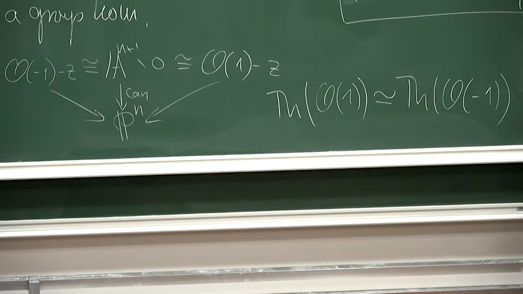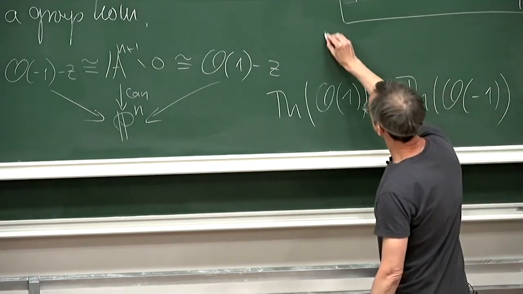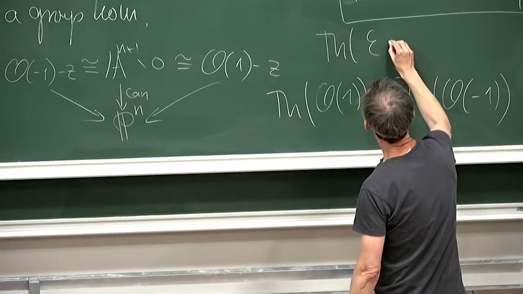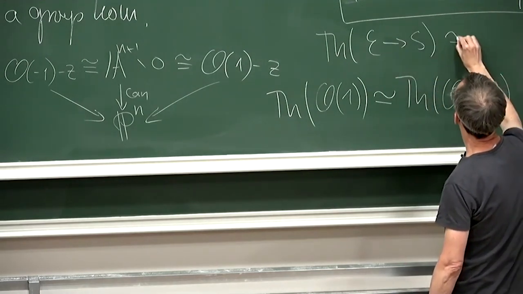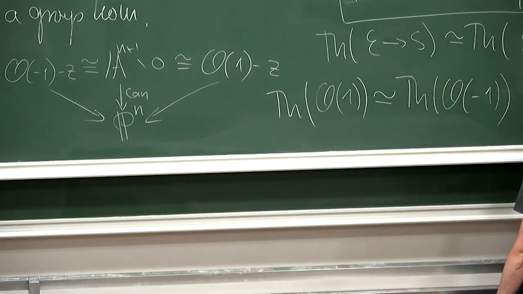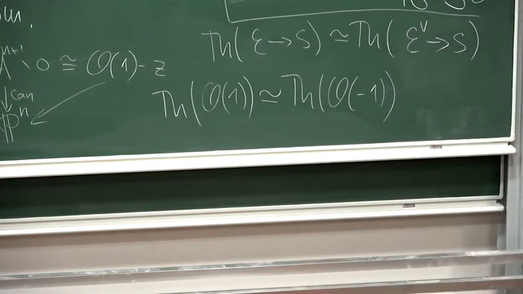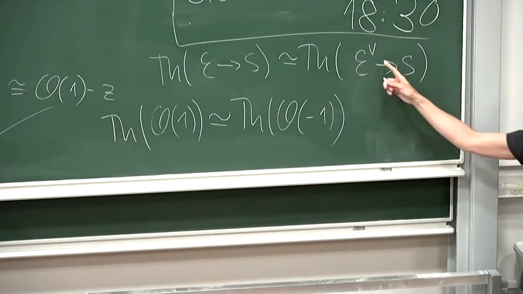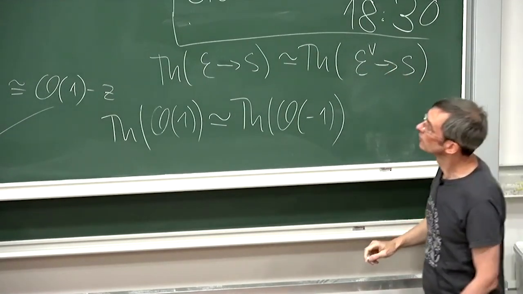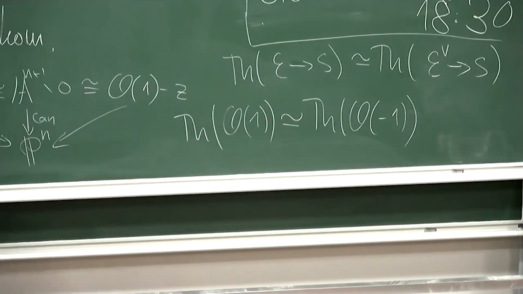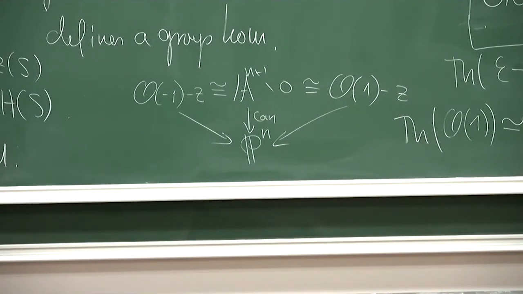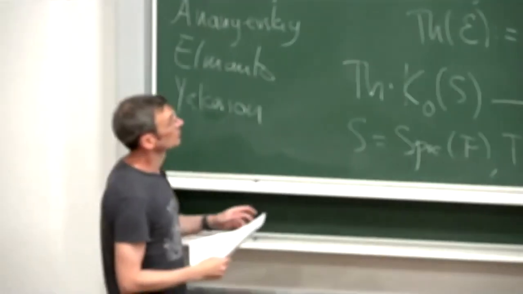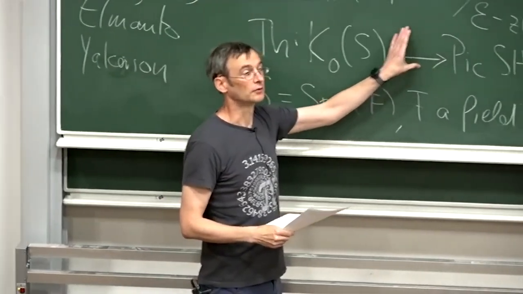And in fact, there's a more general statement. Whatever vector bundle you take over some S, the Thom spectrum of that will be equivalent to the Thom spectrum of the dual. So let me take this to be the notation for the dual. So one question is then, what's in the kernel of this group homomorphism?